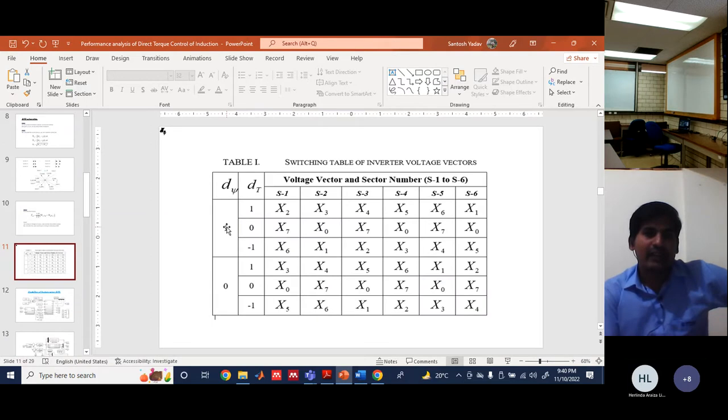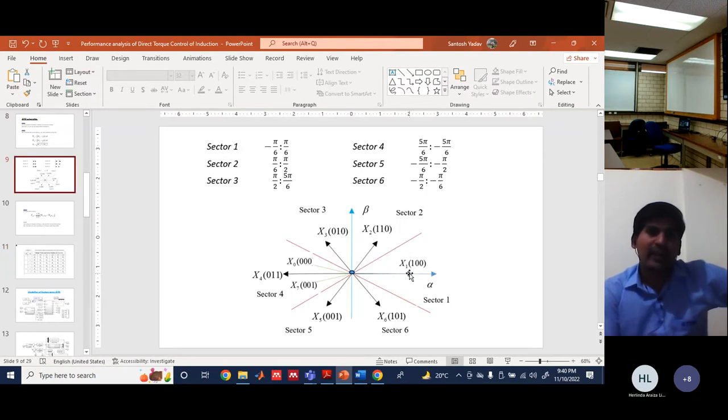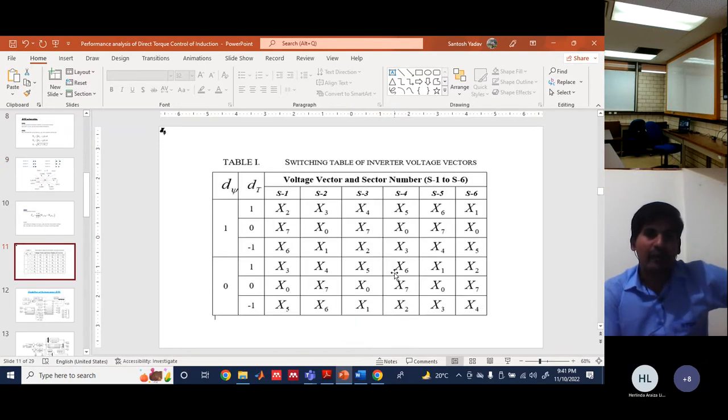And we have d phi by d theta, and 1, 0. We will give the 1 and 0 positions, and 1, 0, minus 1, and then the different states that I have previously attached here. From x1, this is active; here is 0 0 0 and 1 1 1, that is a null state. And then from one state to another state, we have to change in one step, moving from sector 1 to sector 2, depending upon this table I have made.